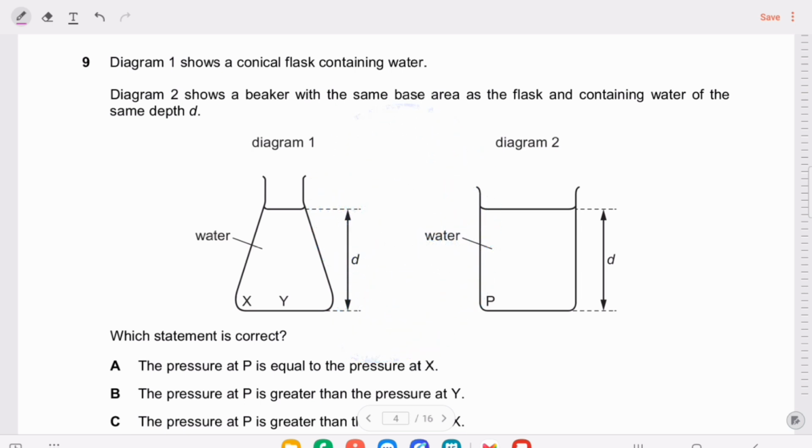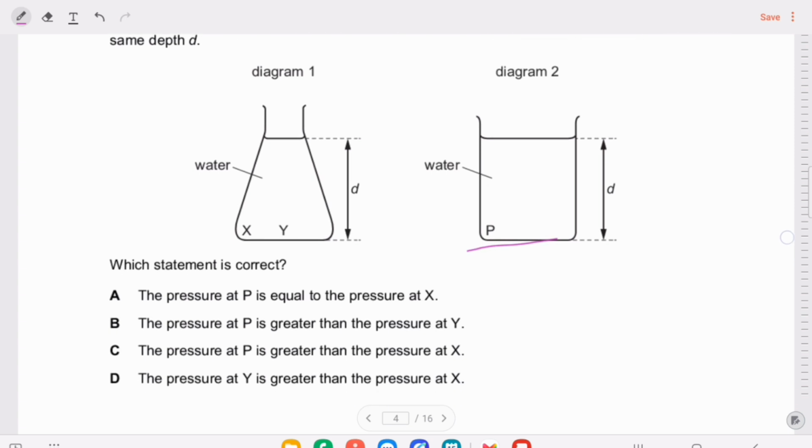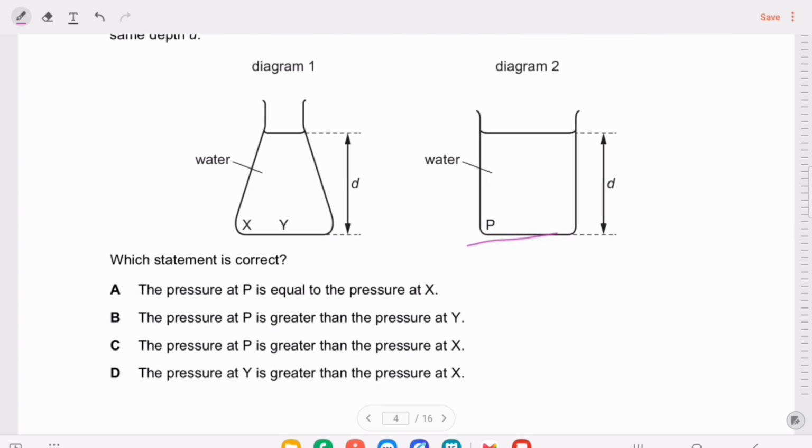Diagram 1 shows a conical flask containing water. Diagram 2 shows a beaker with the same base area as the flask and containing water of depth D. Which statement is correct? The pressure at P is equal to the pressure at X. The pressure at P is greater than the pressure at Y. The pressure at P is greater than the pressure at X. The pressure at Y is greater than the pressure at X.